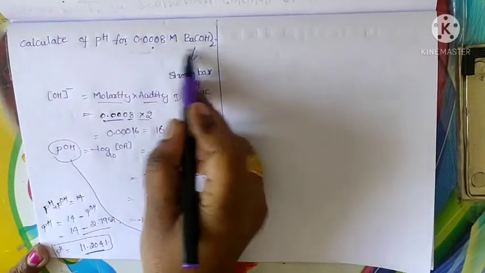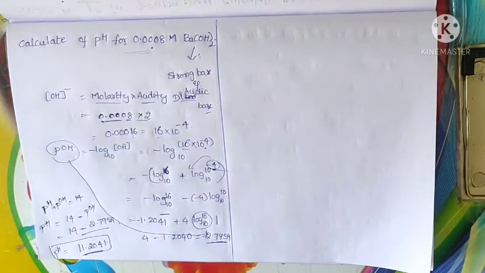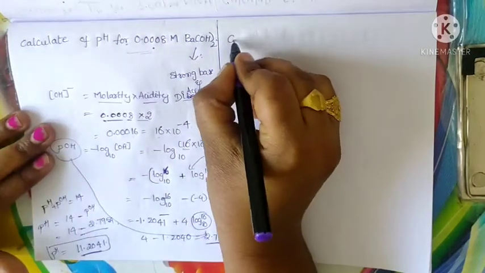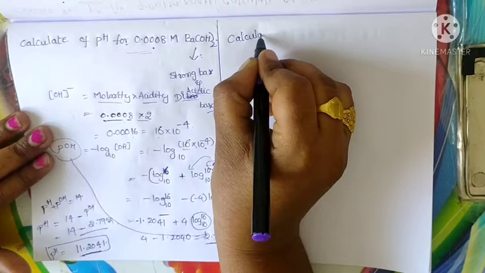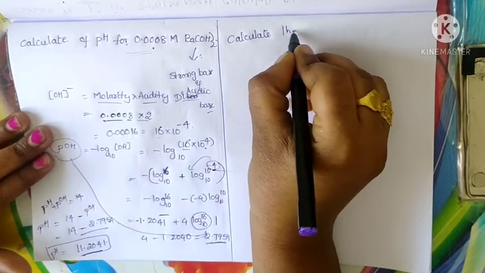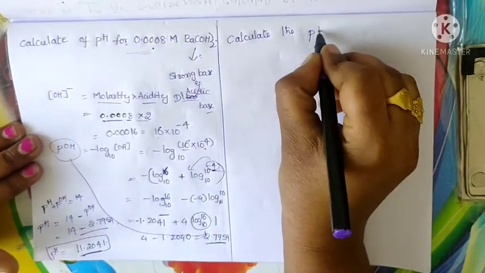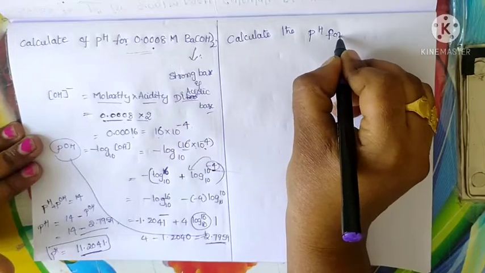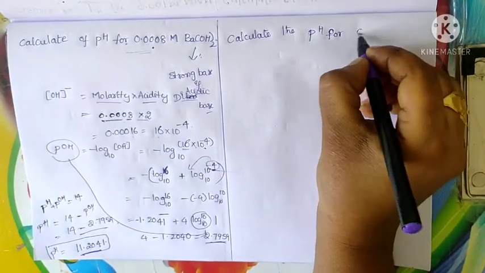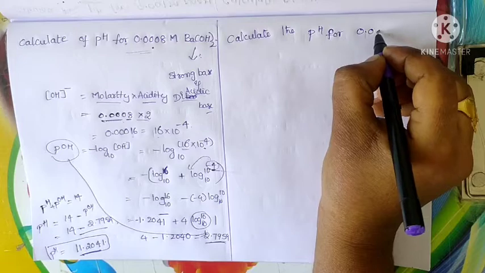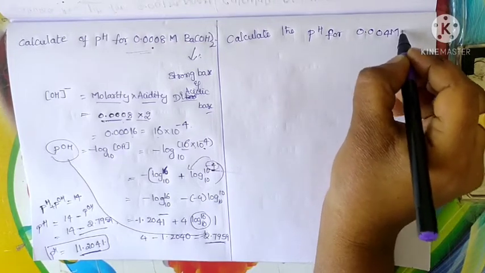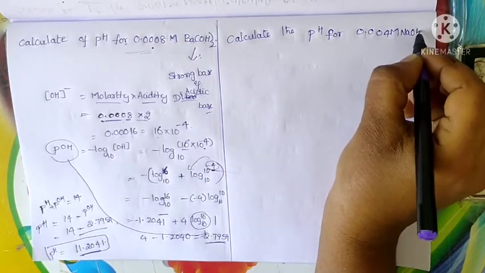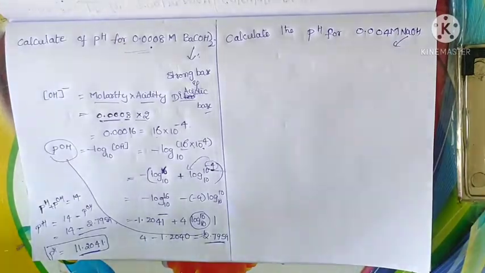0.0008 molar barium hydroxide. Okay students, have you understood? And the next problem is like this. See here. Look here. I read this: calculate the pH for 0.004 molar NaOH. Once again I repeat for students: calculate the pH of 0.004 M NaOH.